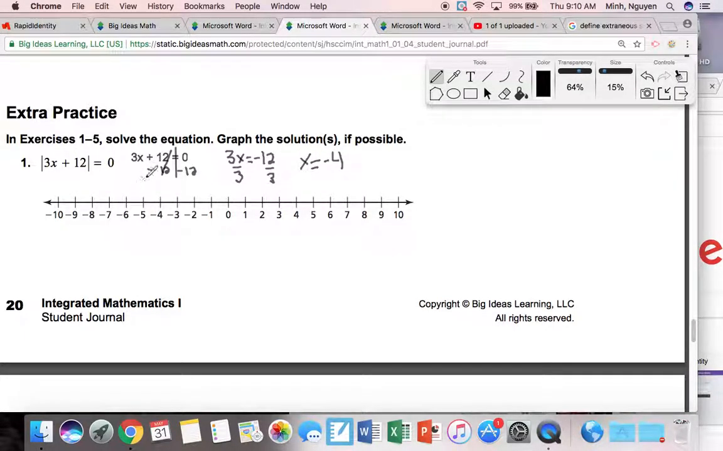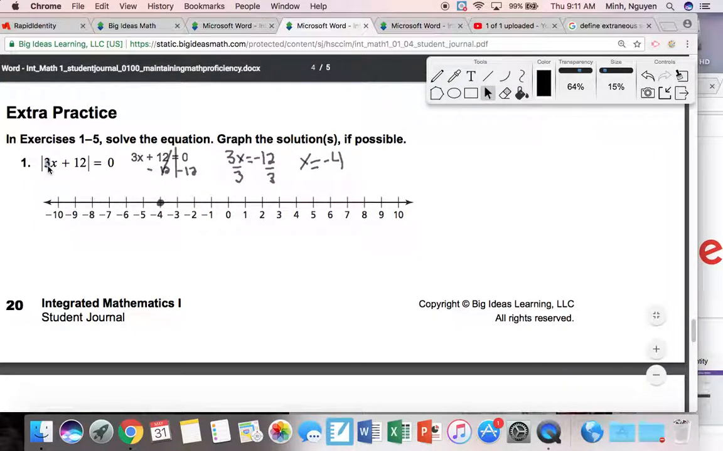x equals -4. Graph the solution. Where is that? Right there. Pretend I'm right in the middle of that 4. If you plug it in, it still makes sense. 3 times -4 is negative 12. Negative 12 plus 12 is 0. The absolute value of 0 is indeed 0. Okay, moving on.